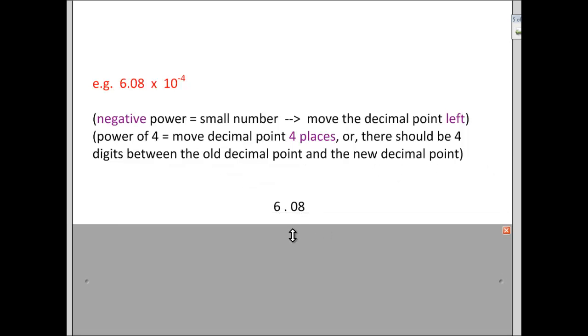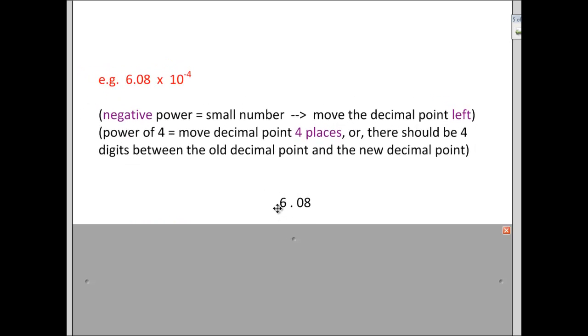Sorry, decimal point. Okay, so looking at the number 6.08, there's the old decimal point. We're going to move it 4 places and we're going to move it left. So that's 1 place. Now again, we've run out of digits, so for the last 3 places, we're going to have to fill with zeros again.